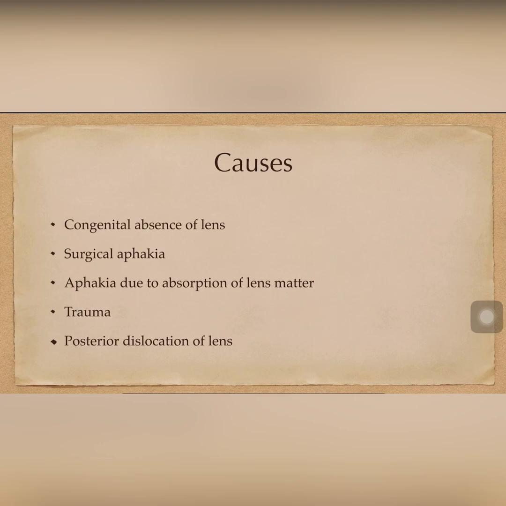So what will be the causes of aphakia? Congenitally there may be the absence of lens, or surgically the lens is removed, which is known as surgical aphakia, or aphakia may occur due to the absorption of lens matter. Like the lens was there in the eye, but there would be the absorption of the lens matter, which leads to the absence of lens in the eye, or due to trauma, or there would be posterior dislocation of the lens, so that in the pupillary area we will see the black points.